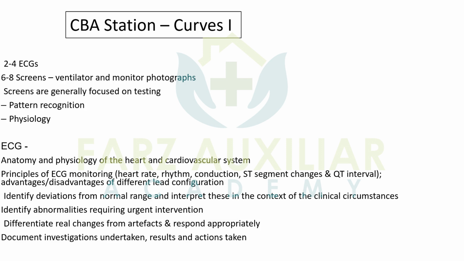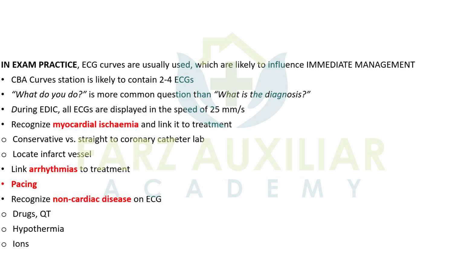action taking. Basically in the exam, you will be asked what do you do or what is your diagnosis. But what do you do is a more common question in the exam rather than what is the diagnosis. During the EDIC exam, all ECGs are displayed at a speed of 25 millimeters per second. And there are four important things which are usually asked in the 4 or 5 ECG questions.